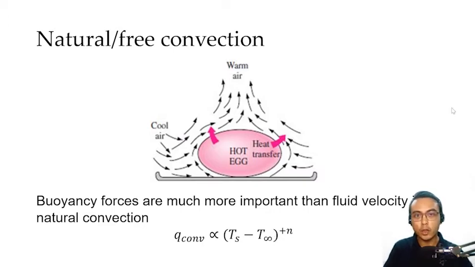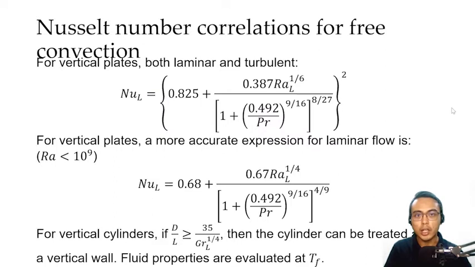Since this is still convection, even though it's now natural convection, the governing heat equation is still the same. It's still Q, or the rate of heat transfer, equal to hA times delta T, h still being the heat transfer coefficient by convection, okay? But now we will be having different equations to estimate the value of the heat transfer coefficient. Let's start with the Nusselt number correlations for free convection.